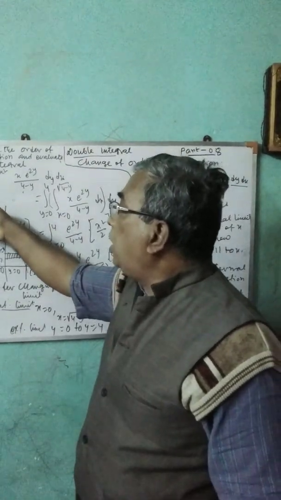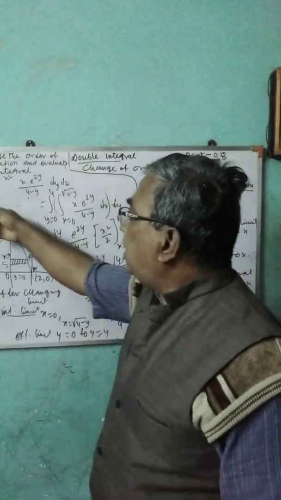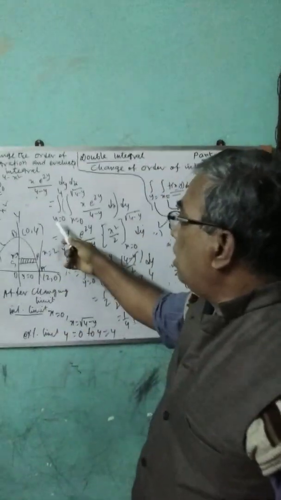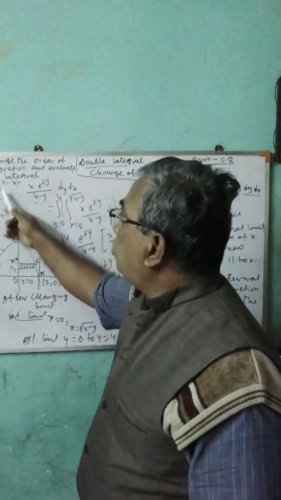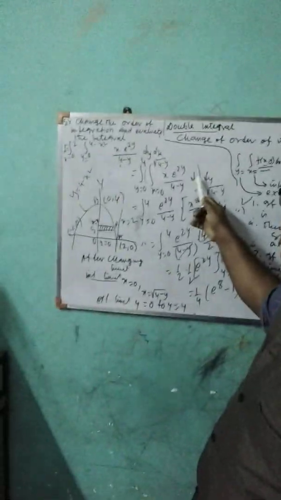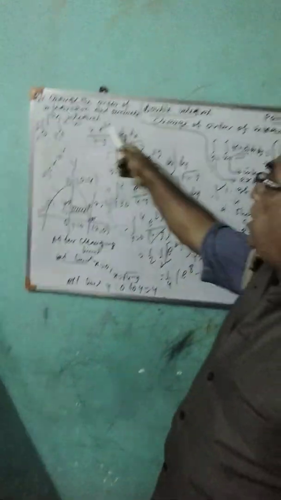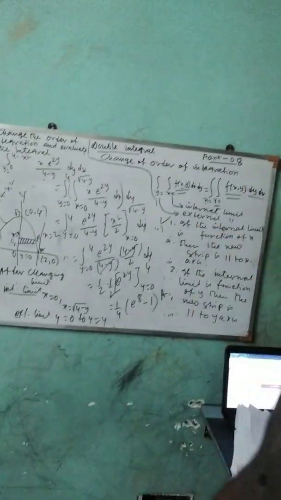You see, earlier it was x equals something, now the external limit is y equals something. The internal limit was y equals this to this, and it becomes x equals this to this. And in place of dy dx it becomes dx dy, and f(x,y) remains the same. So this is all about how to change the order of integration.